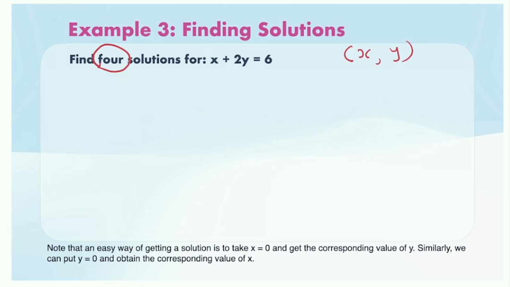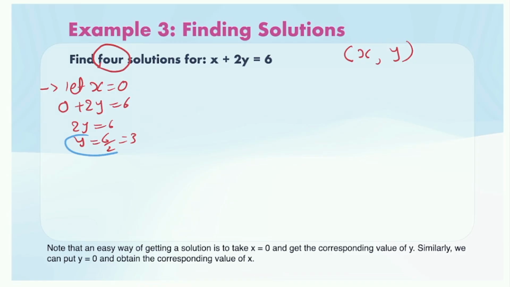You can find it simply by putting any value of x and finding a value of y. What I am saying is just learn the method. What I am doing is, let us put x equal to 0 in this equation. So it will become 0 plus 2y equal to 6. Now 2y equal to 6, so I can write y equal to 6 by 2, that is 3. So I get a value of y equal to 3 when I put x equal to 0.